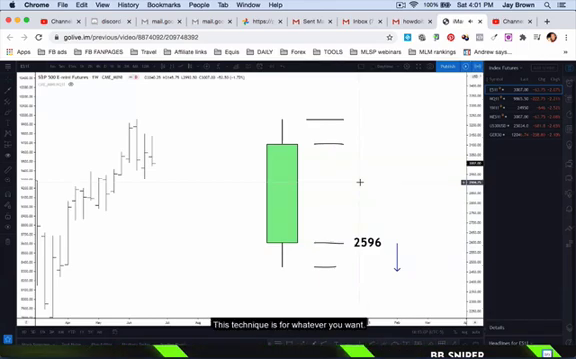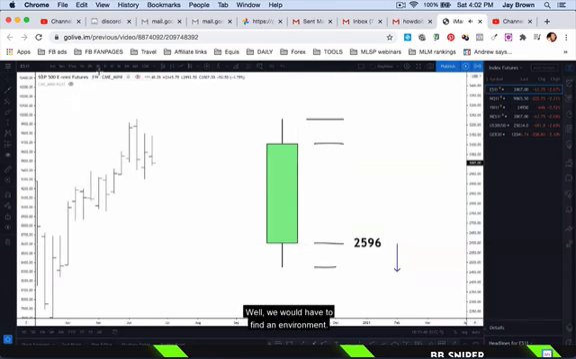Is this technique for a swing trader? This technique is for whatever you want. It could be a day trade, swing trade, a long-term trade, whatever you want, depending on which time frame, of course. If you're doing this on a 1 hour time frame, obviously that's probably going to be a scalp or an intraday trade. In a bullish environment, you want to buy below the opening price, whether it's the daily, weekly, or monthly. So how do we use that?